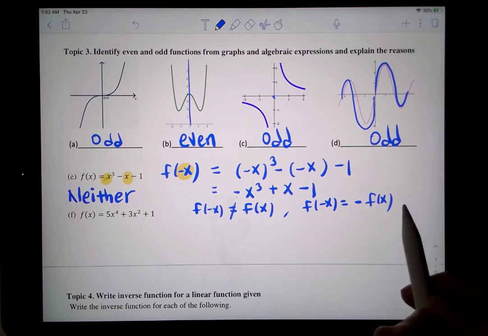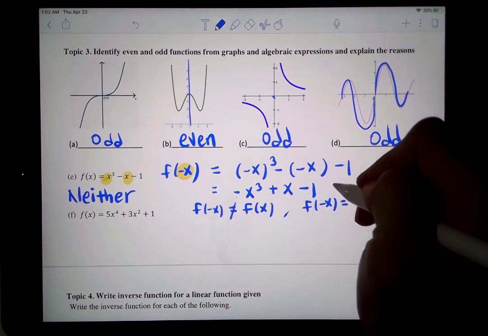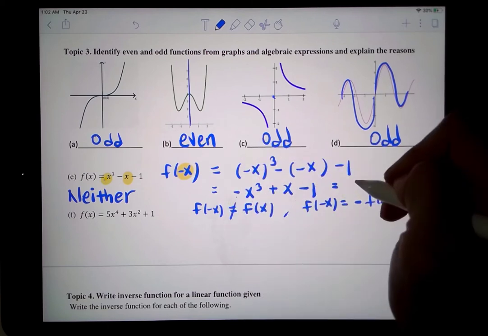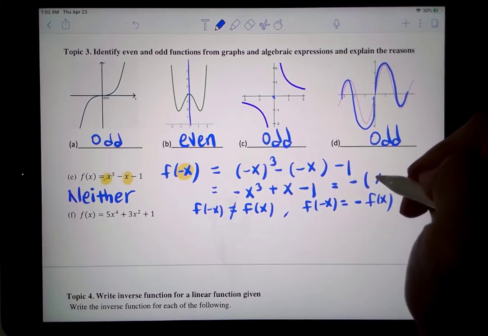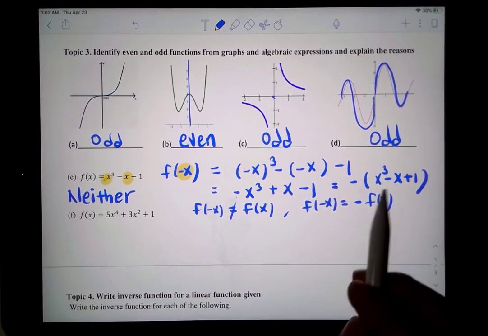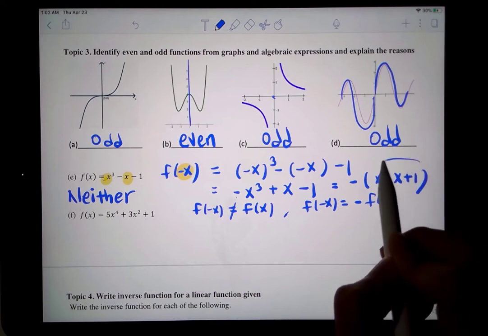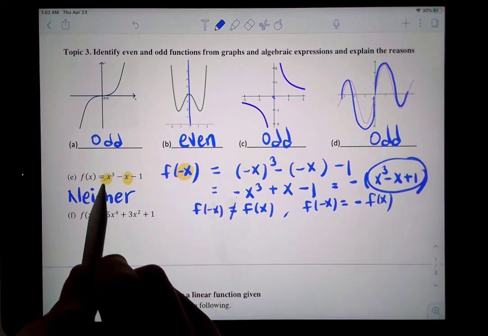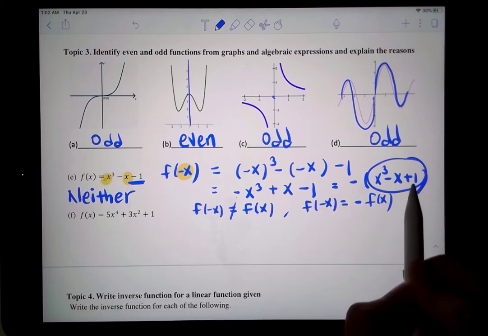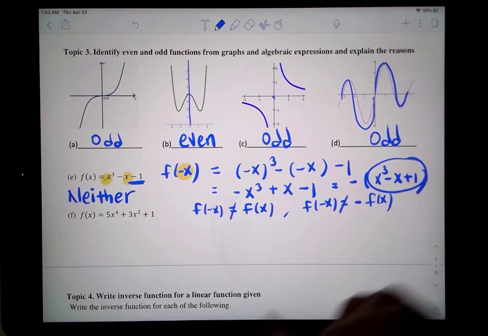So negative f of x means, let's think about it. Let's factor out negative 1, then you get negative x cubed minus x plus 1, right? Is this f of x? Compare. No, because that's minus 1, but you got plus 1 here. So this is not equal. So not even, not odd. So neither, right? All right.